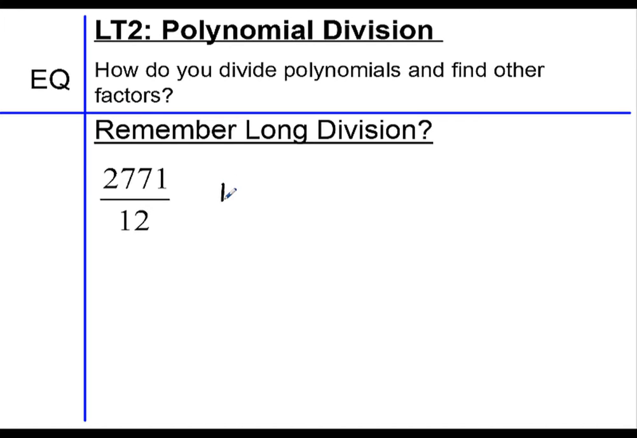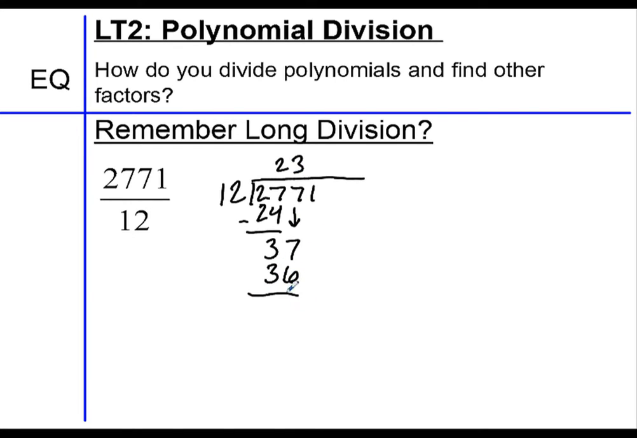It's a skill we don't use as often anymore since we get very used to using a calculator in Algebra 2. But let's just remind ourselves of what it means to divide a denominator into a numerator. 12 goes into 27 2 times. 12 times 2 is 24. I subtract these, I get a 3. Bring down the 7. 12 goes into 37 3 times.